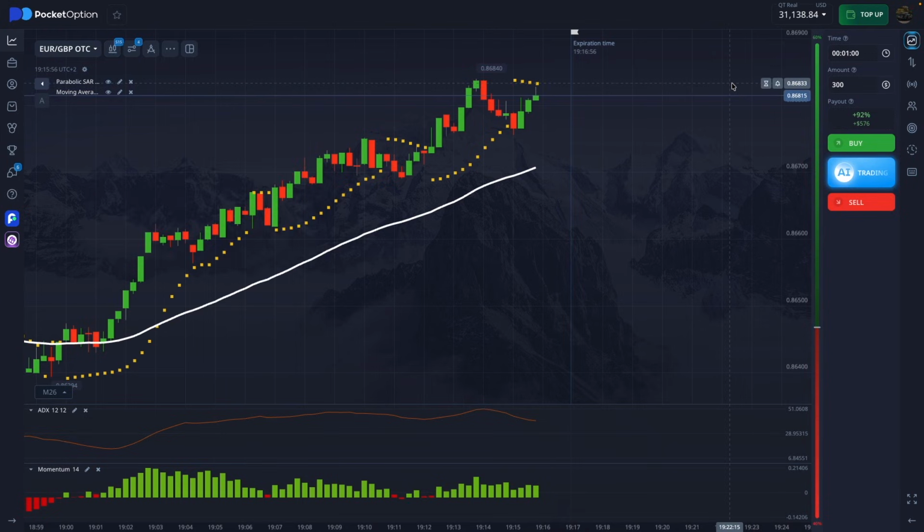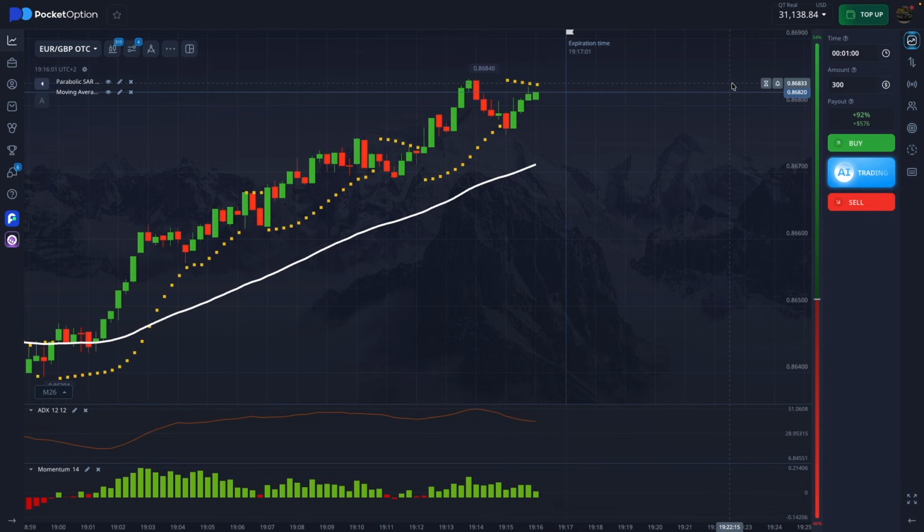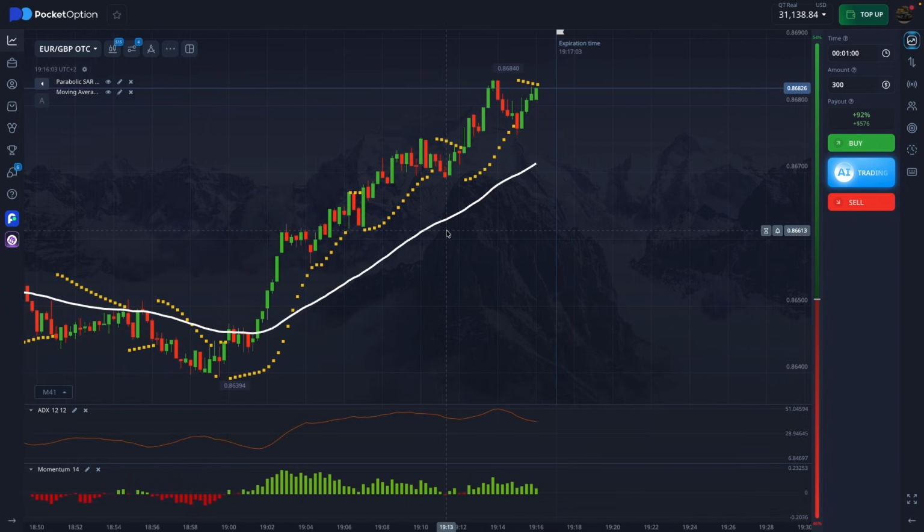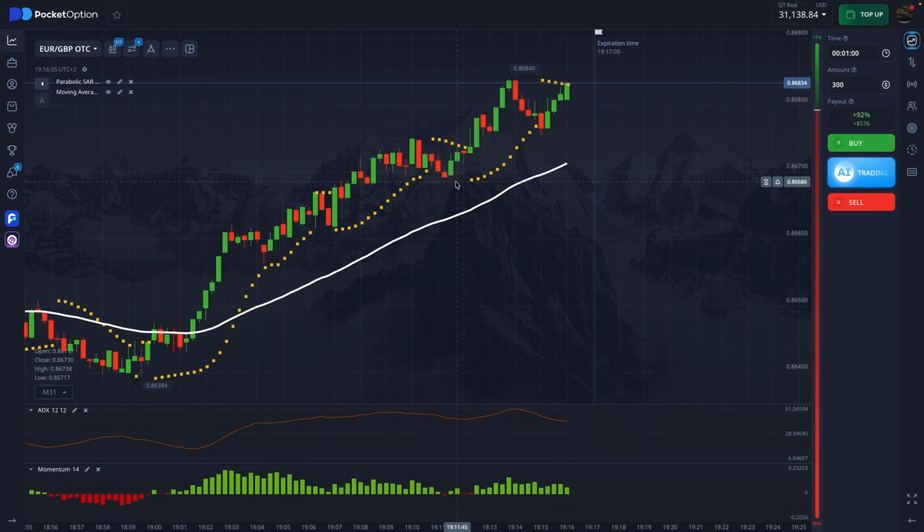Also, I immediately set 1 minute here for opening trades, and today I will be opening trades for an amount of $300. Basically, with this, I've completed the setup of my workspace, and now I can proceed to explain the strategy.